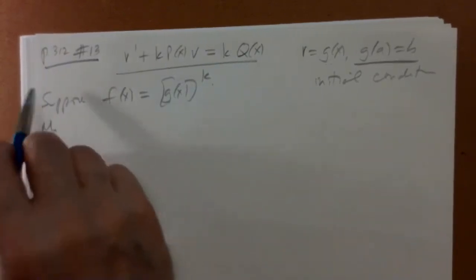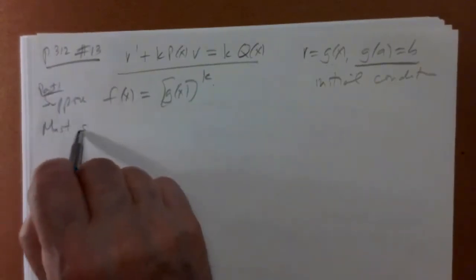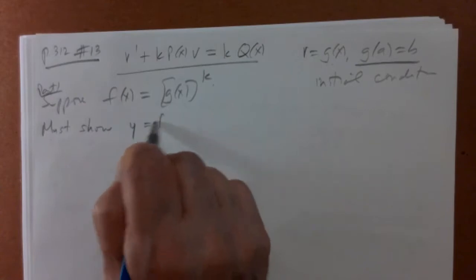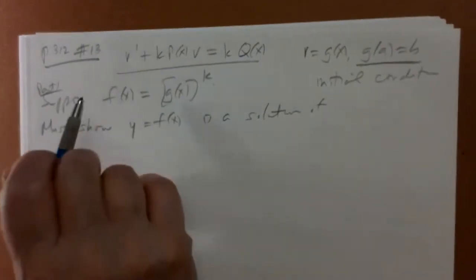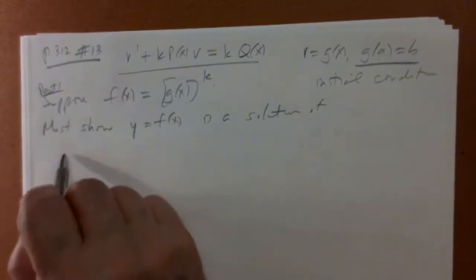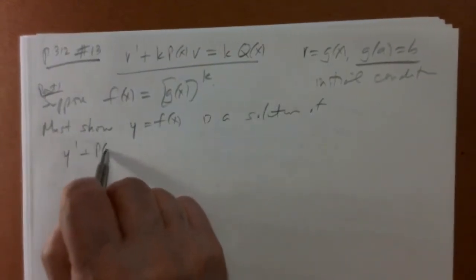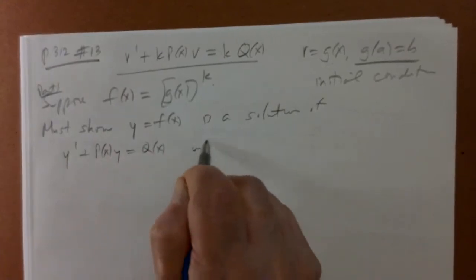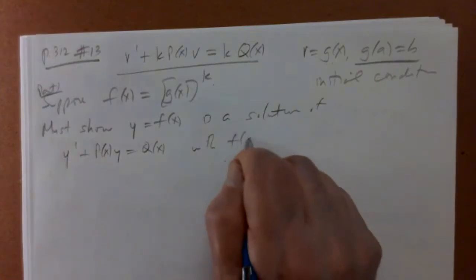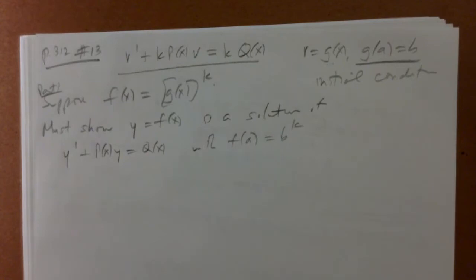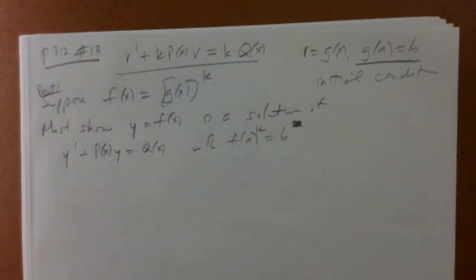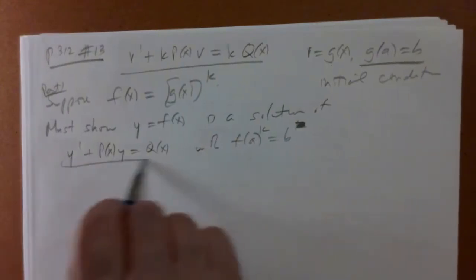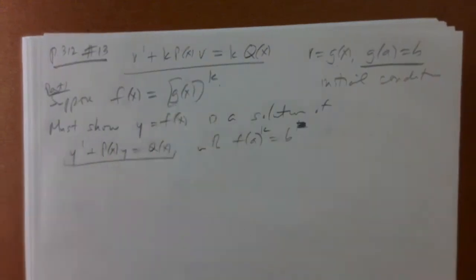Right? So this is half. We must show, this is called part 1, that the function y equals f of x is a solution of the differential equation y prime plus p of x y equals q of x, satisfying the initial condition f of a to the k is equal to b. So here we have this differential equation, and we want to show that this function is a solution.